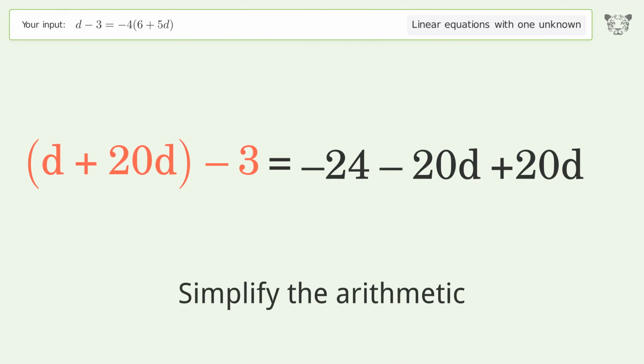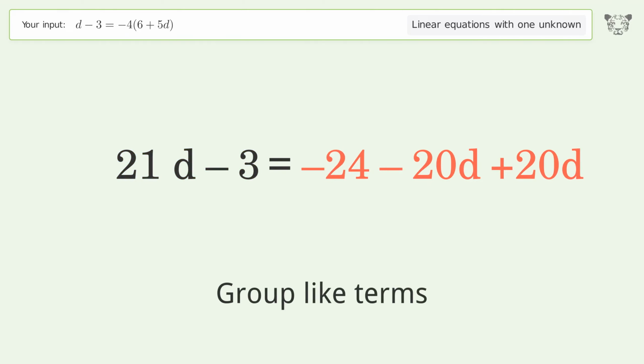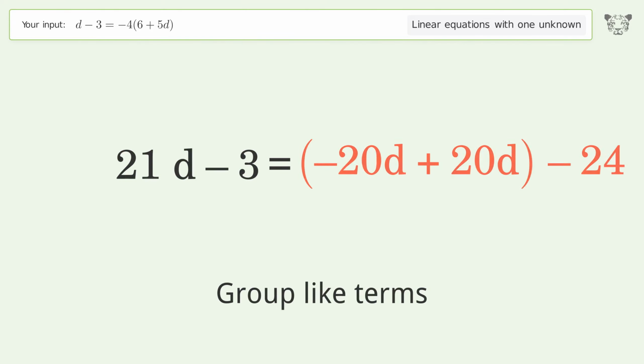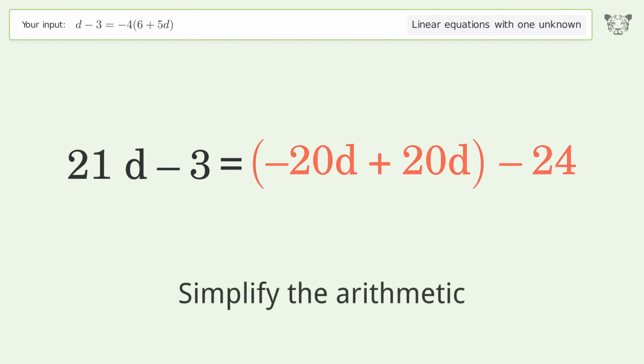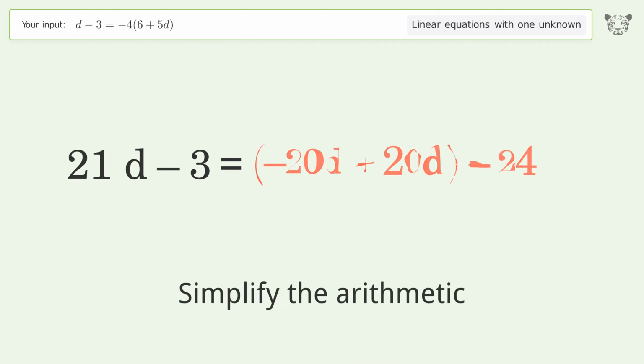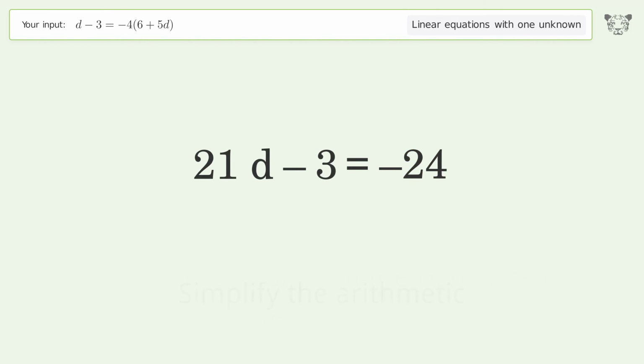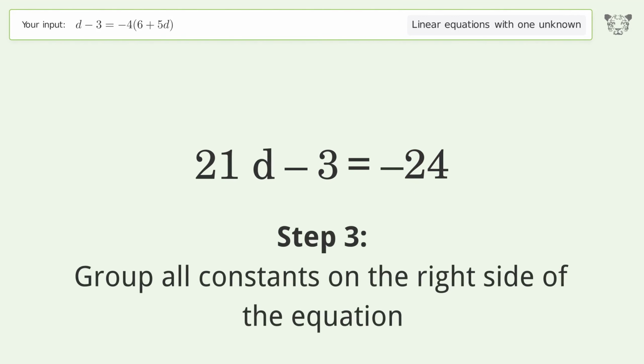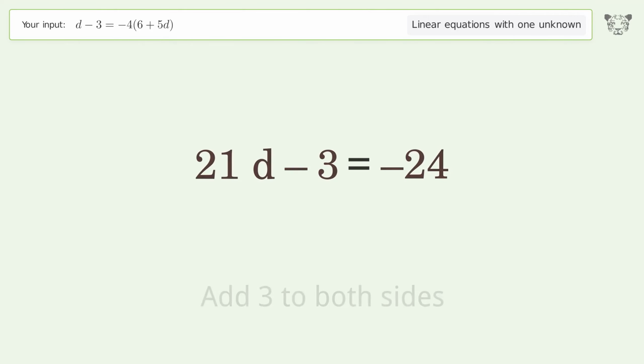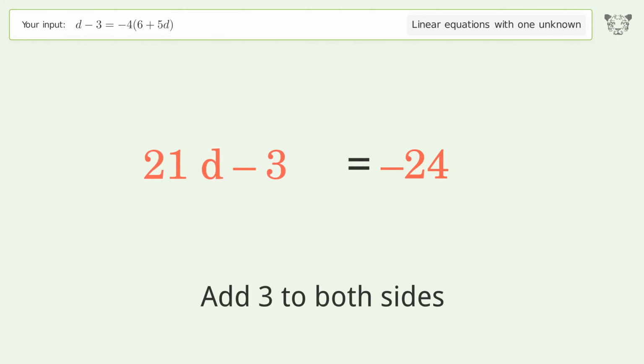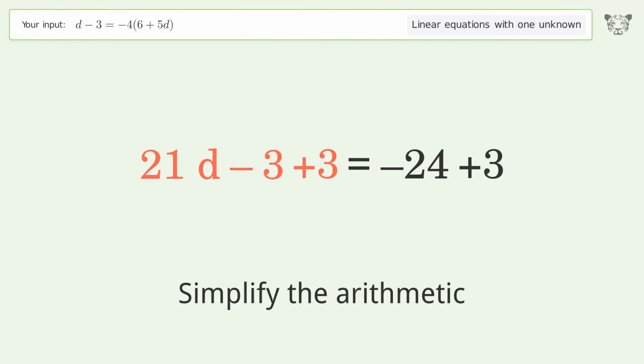Simplify the arithmetic. Group like terms. Simplify the arithmetic. Group all constants on the right side of the equation. Add 3 to both sides. Simplify the arithmetic.